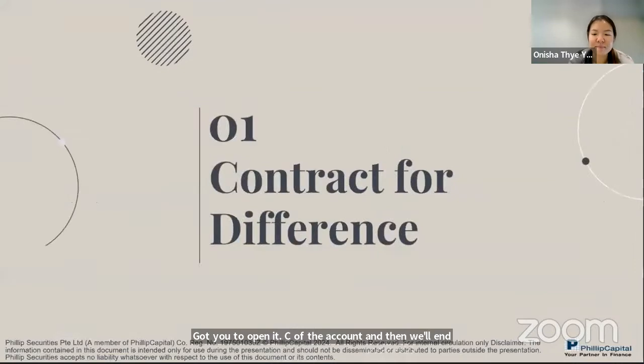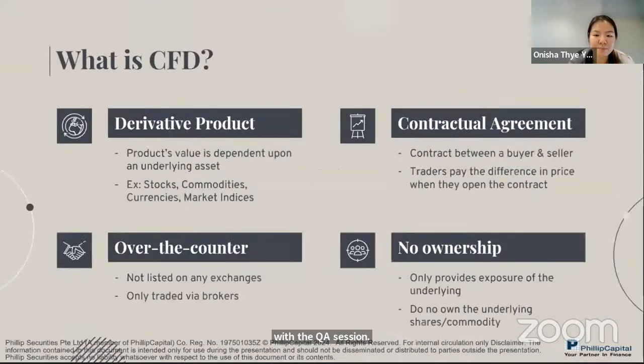Okay. Now first thing, let's dive into CFD. So what exactly is CFD? CFD is a contract for difference, which is a derivative product. So the product's value is dependent upon an underlying asset, for example stocks, commodities, currencies, and market indices. What you are actually trading is just a contract, a contractual agreement between a buyer and a seller. The traders pay the difference in price when they open the contract.